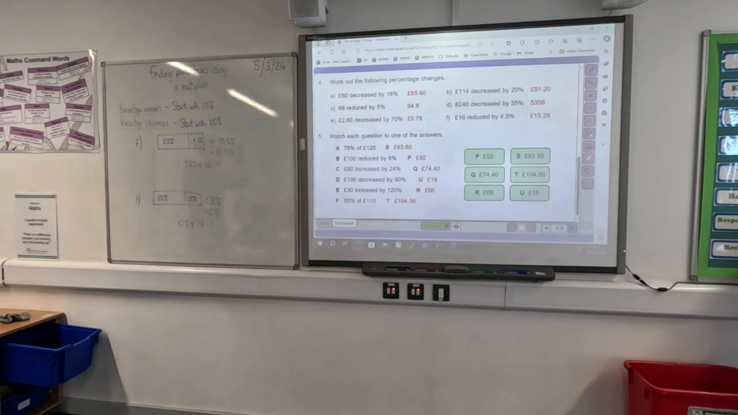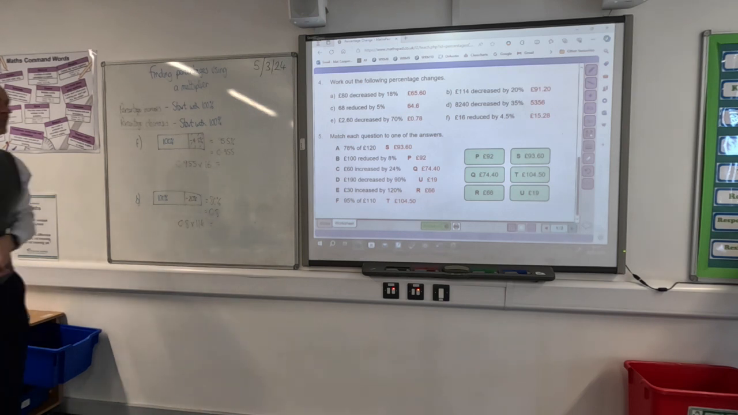100% take away 70, it's what you're left with that we're interested in. And for F, 100% take away 4.5 is 95.5%, and that's 0.955. So with all of these decreases, we're multiplying by 0 point something, because we're ending up with less than we started with.